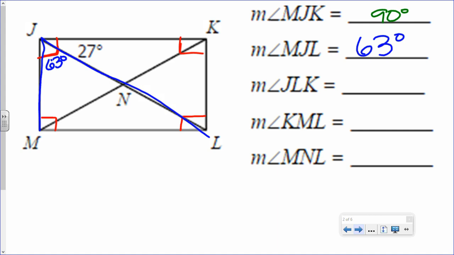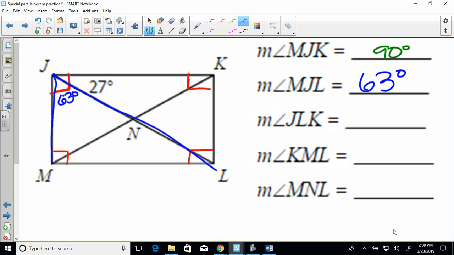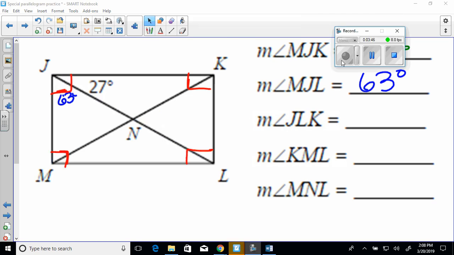So now they want us to find angle... Good afternoon. ...has been canceled for today and rescheduled for next Wednesday, the 20th.